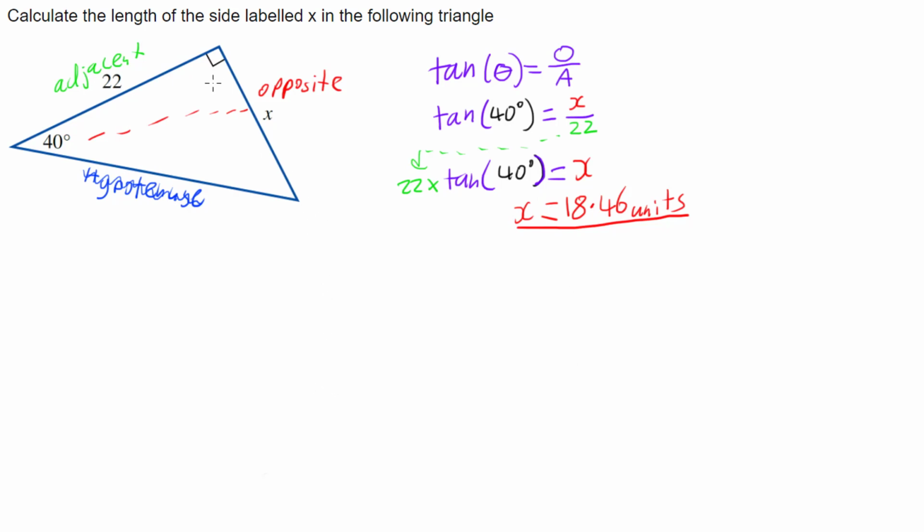If I'm faced with trying to find the length of an unknown side of a right-angled triangle where I know one other side and an angle, I can use trigonometry to find it. And if my two sides are the opposite side and the adjacent side, I use tan.